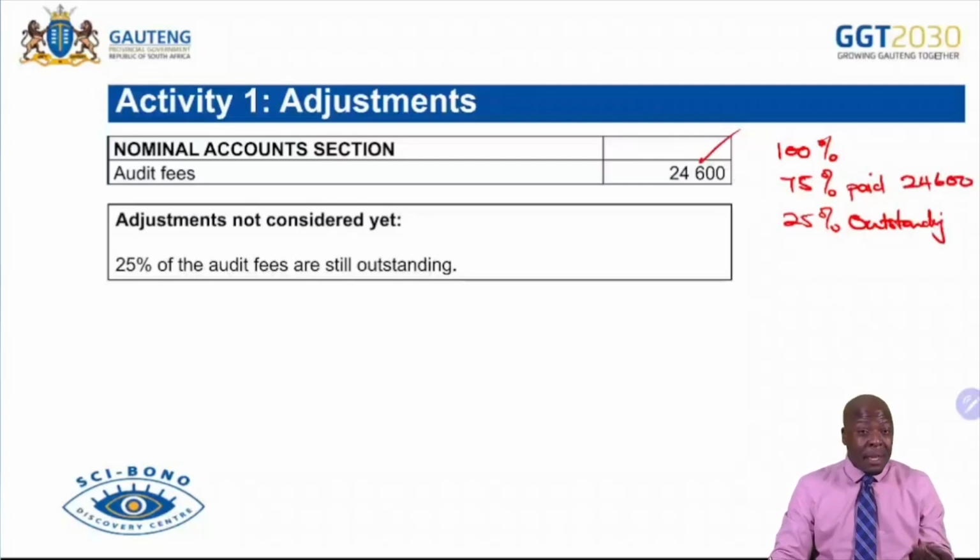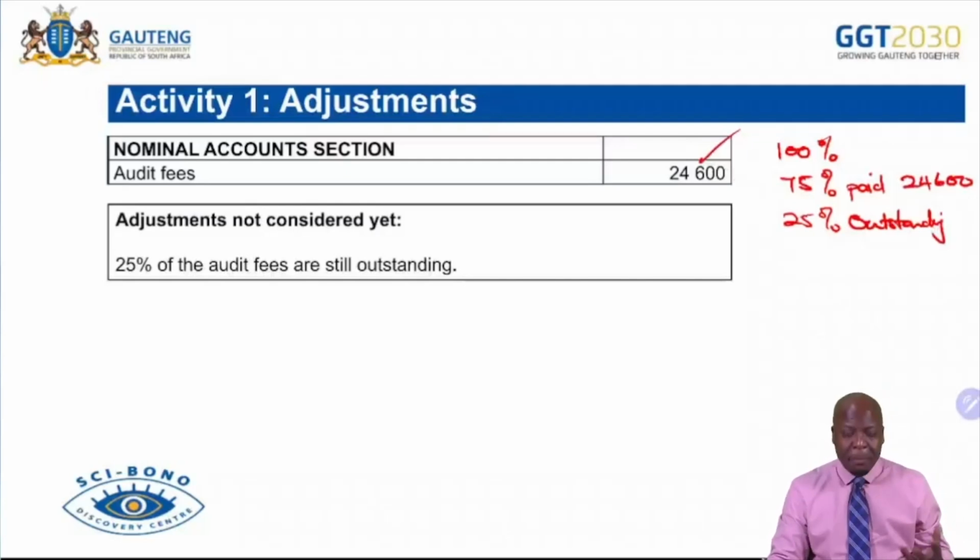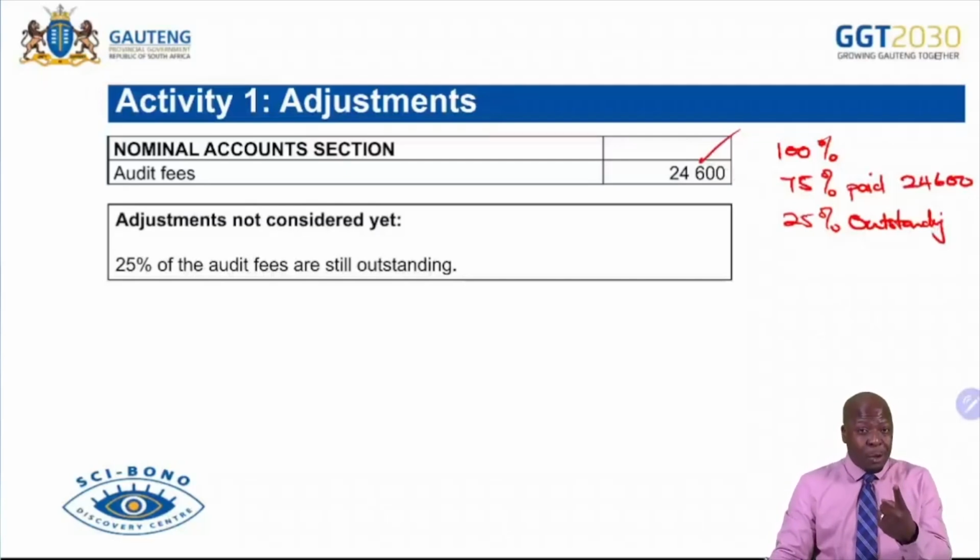We're going to use the same method that we've been using from the beginning of this class. What is it that you want? Let's get the outstanding amount because it's easy. We now know what to do with an amount that is outstanding, owing.